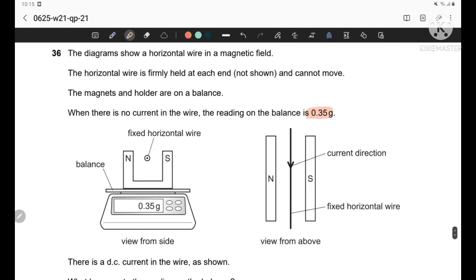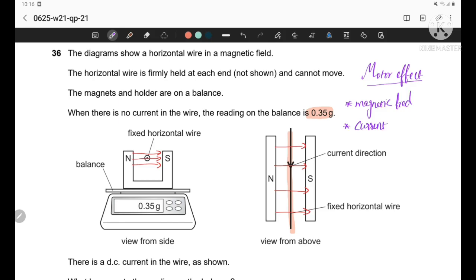So in this question, we have a metal wire kept in a magnetic field, and the magnetic field direction is always from north pole to south pole. So there is a magnetic field from north pole to south pole, and a current carrying conductor with the current flowing out of the page. Therefore, we know that due to the motor effect, when there is a magnetic field and a current in a conductor, there will be a force exerted on this conductor, and we can find the direction of this force acting on the wire using Fleming's left hand rule.